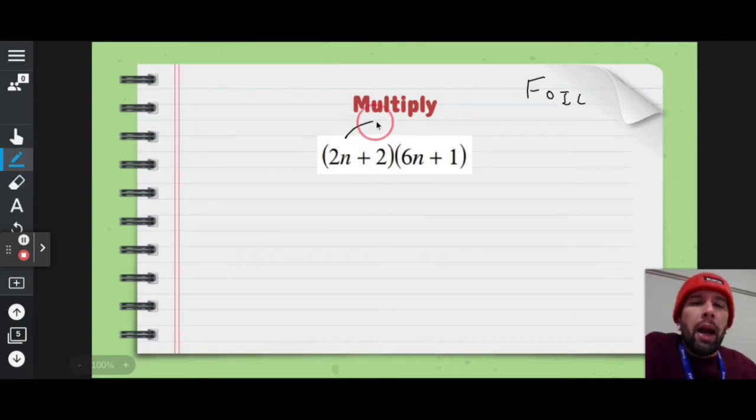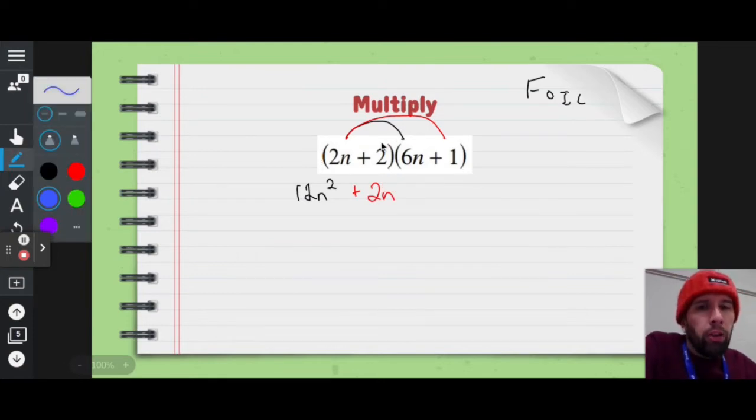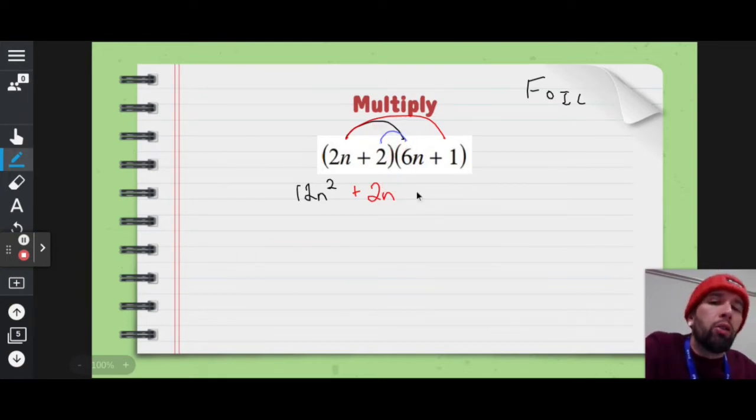So 2n times 6n is 12n squared. That would be the F in FOIL, the first term in each parenthesis. Then the O is the outer terms in each parenthesis. So 2n times 1 is 2n. Then the inner terms is 2 times 6n. So 2 times 6 is 12. N comes along for the ride.